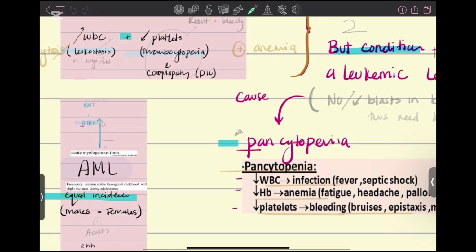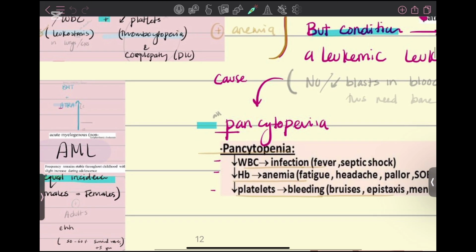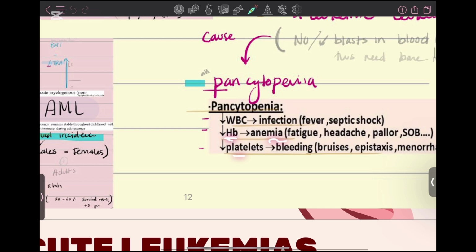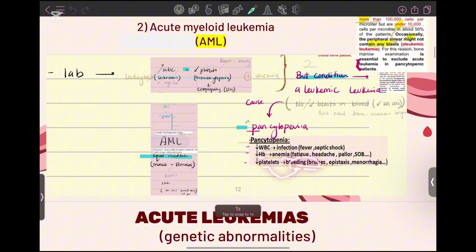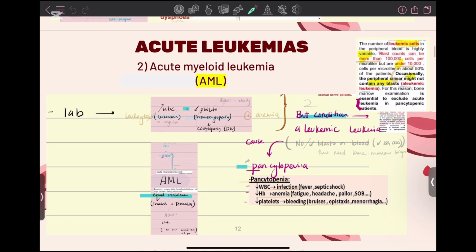Plus a very, very important feature over here, pancytopenia. Pan means total cytopenia. You're going to see a decrease in WBCs, and therefore you're going to have infections. You're going to see a decrease in hemoglobin, so you're going to see anemias. You're going to see a decrease in platelets, so again you're going to see bleeding and bruises, which is again seen in acute leukemias. Okay, so pancytopenia, aleukemic leukemia, leukostasis or leukocytosis accompanied with thrombocytopenia, all of them indicate AML.